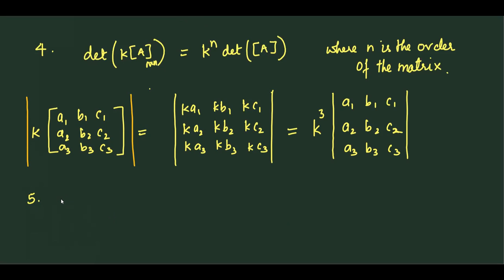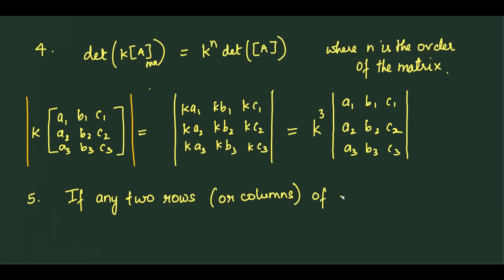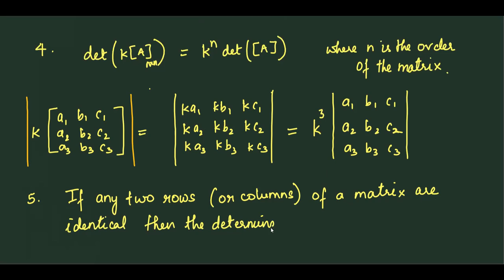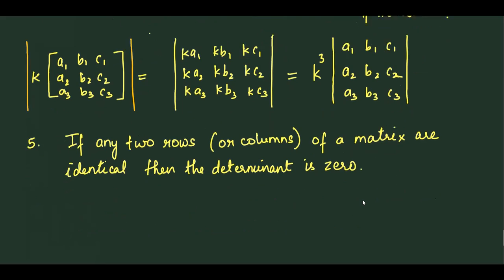Now, next one: if any two rows or columns, if any two rows or any two columns of a matrix are equal, are identical, then the determinant is 0. Very, very useful property.